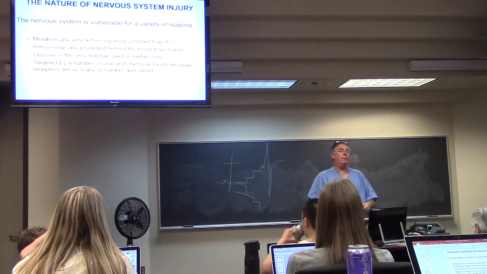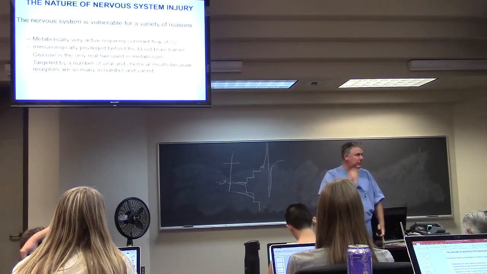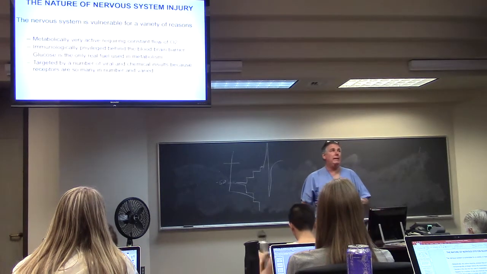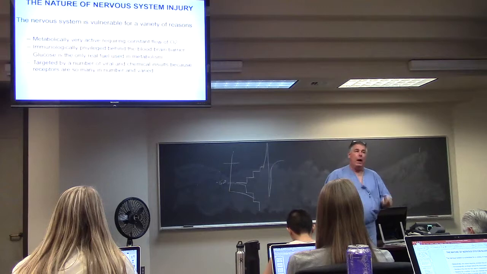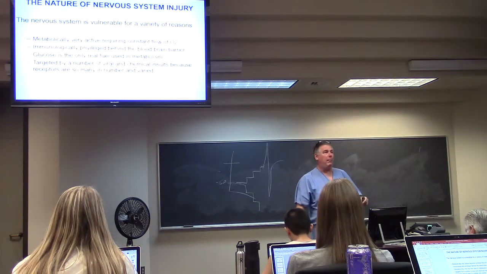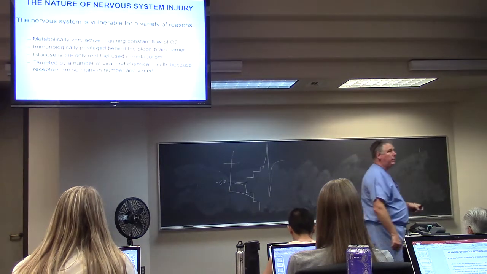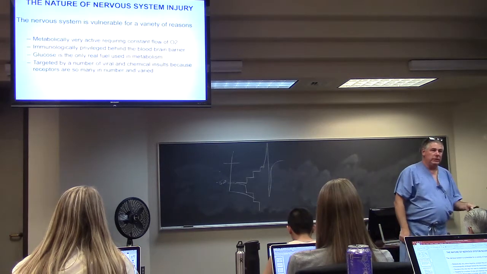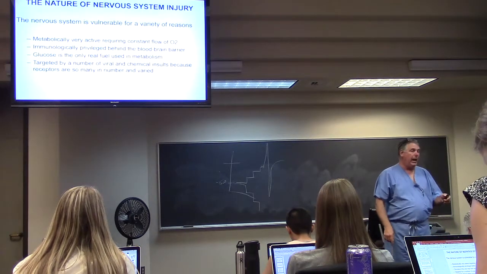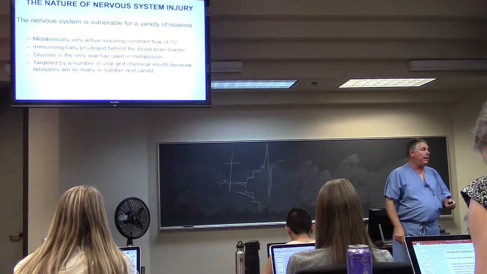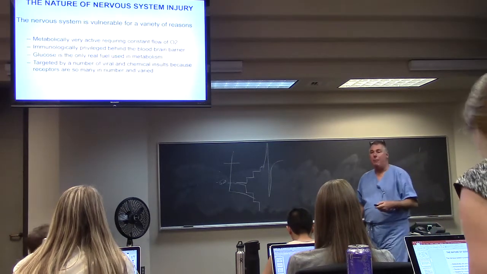Nervous system injury. Well, you've got some problems. You've got some things that work against the nervous system here. One of them is a very high oxygen demand because of a high metabolic rate. 25% of your cardiac output goes to the central nervous system. I've said that 50 times. There you go. It doesn't take much to make your brain hypoxic.